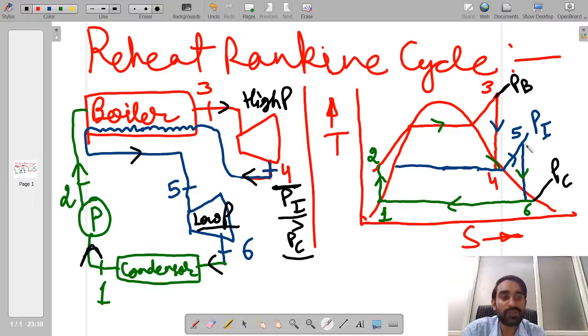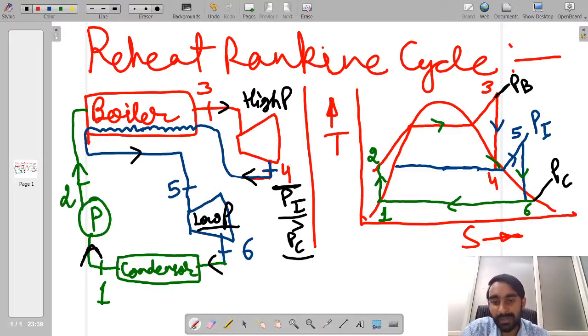from state number 5 to state number 6, and after that we have the process 6 to 1 inside the condenser and 1 to 2 inside our pump. So this is the representation of the reheat Rankine cycle on a TS diagram.